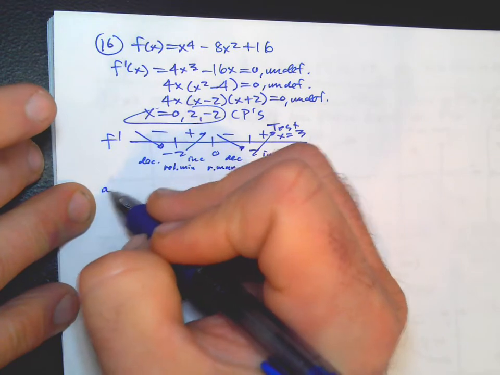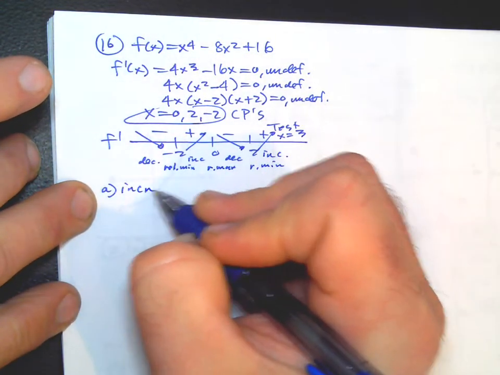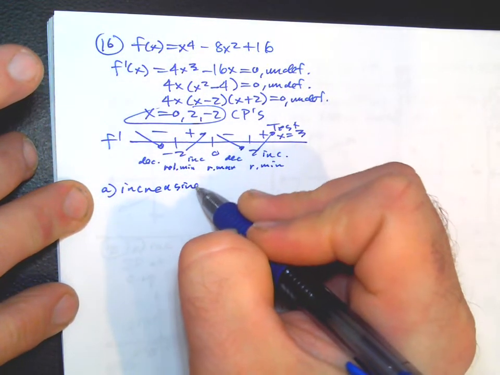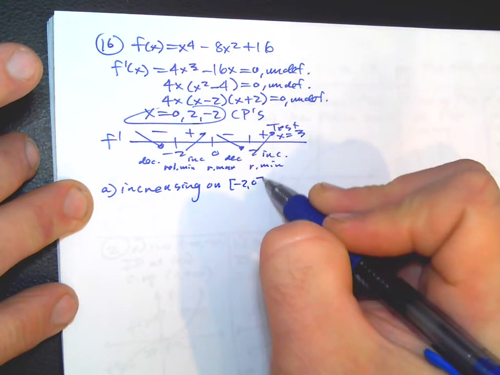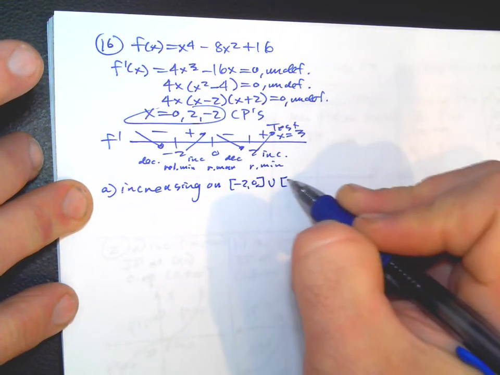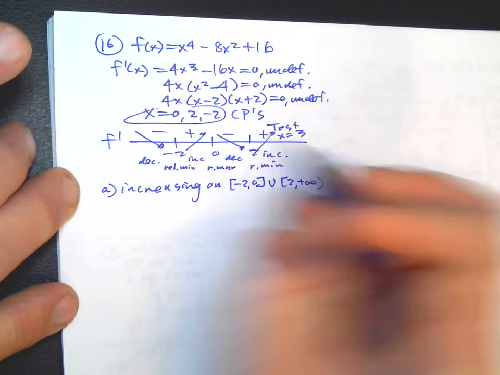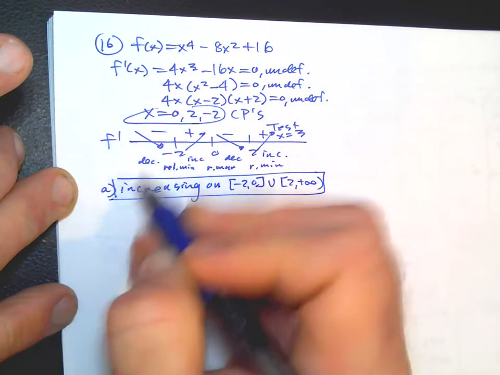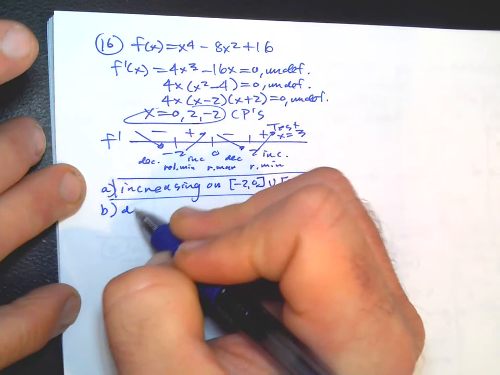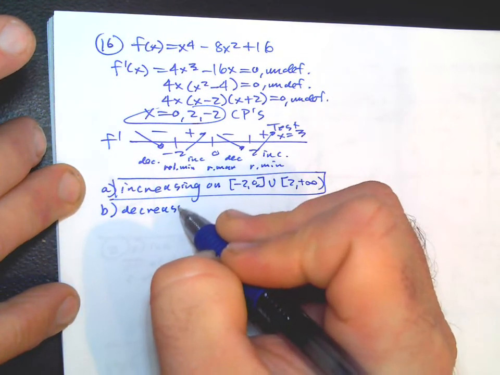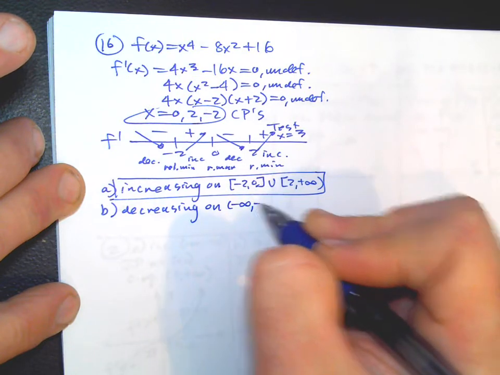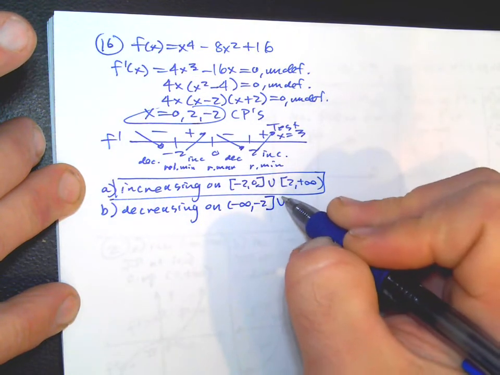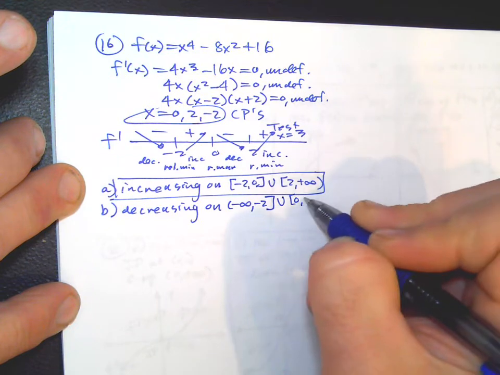So for part A, it says increasing, so it's increasing on negative 2 to 0 and 2 to infinity. B, it's decreasing on negative infinity to negative 2 and 0 to 2.